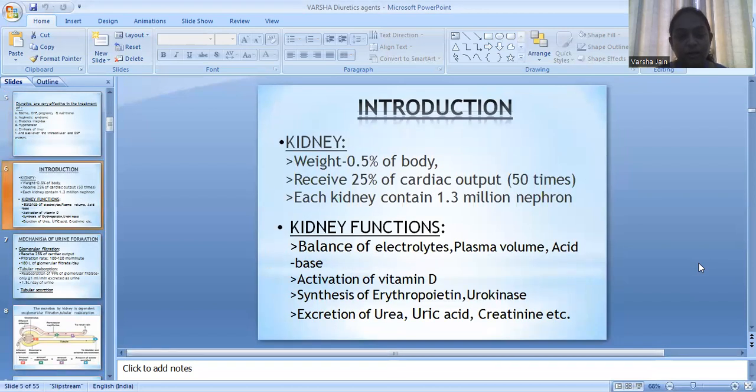Introduction: the kidney, which is 0.5% of the body, receives 25% of cardiac output. Each kidney contains 1.3 million nephrons. The functions of the kidney are balance of electrolytes, plasma volume, acid-base balance, activation of vitamin D, synthesis of erythropoietin and urokinase, and excretion of urea, uric acid, and creatinine.